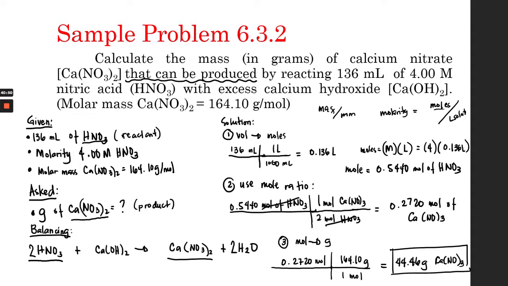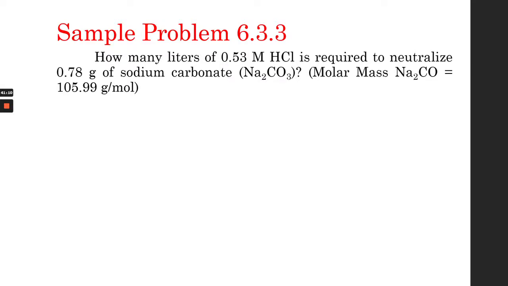So that is the amount of calcium nitrate produced from reacting nitric acid and calcium hydroxide. This is the amount of product. Okay, I hope that is clear. Let's try the last one, and how to perform stoichiometry.